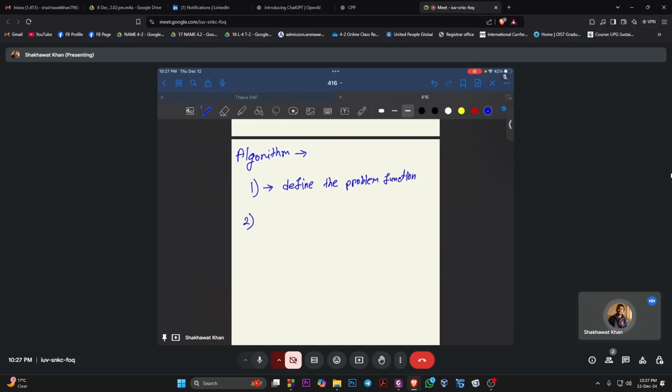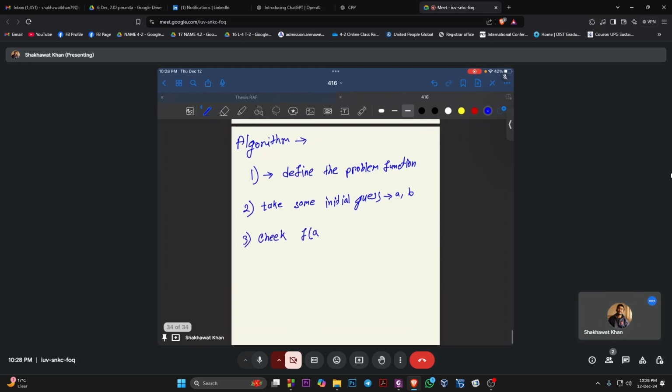In the second step, we will take some initial guess, a and b, then check whether f of a into f of b is less than 0.